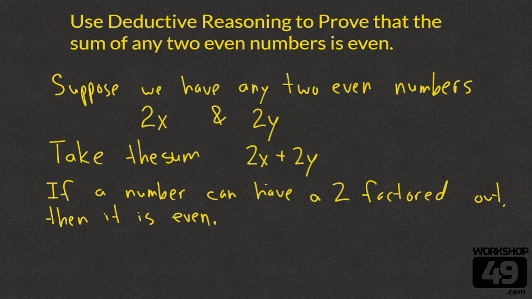So we're going to check to see if this 2x plus 2y is even if we can factor out a 2. So can we divide this nicely by 2? It turns out we can. We can factor out a 2. And it leaves us with x plus y. We can!